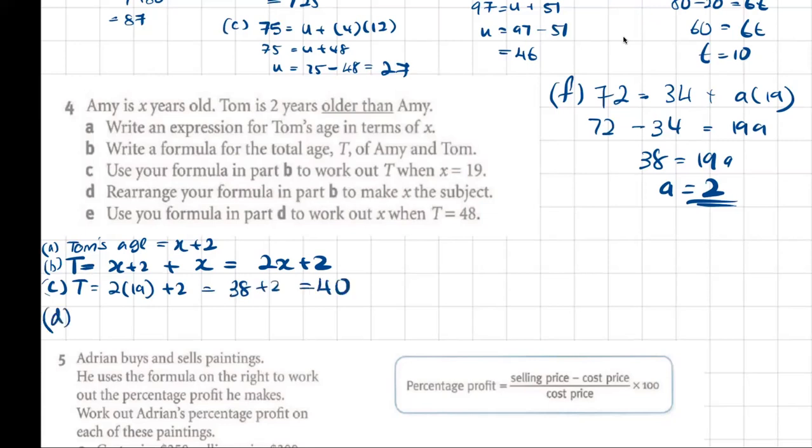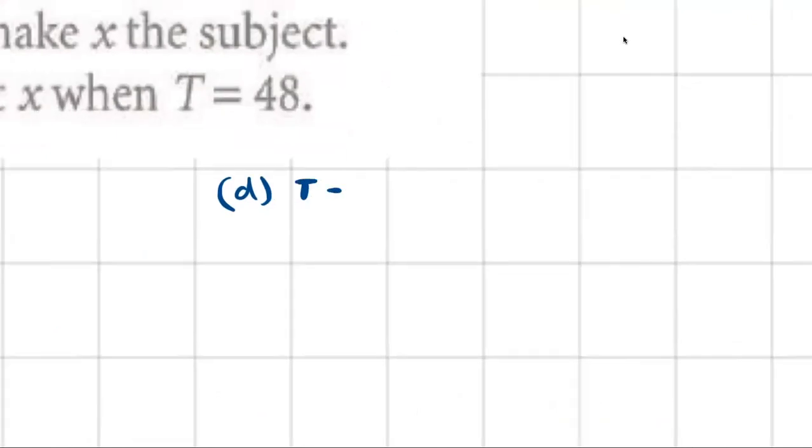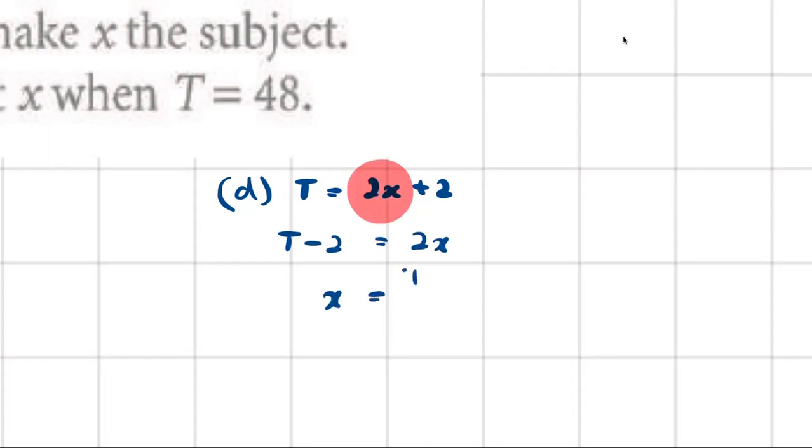Rearrange the formula in part B to make X the subject. Now we're just going to get T is equal to 2X plus 2. Let's rearrange this. I'm going to make X my subject. I need to isolate it. T minus 2 is 2X. X is equal to T minus 2 divided by 2.